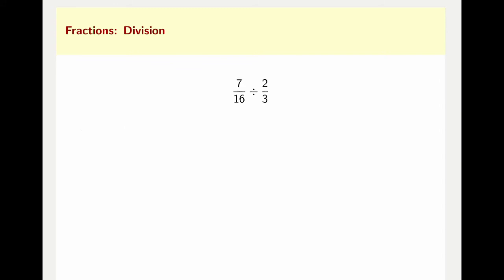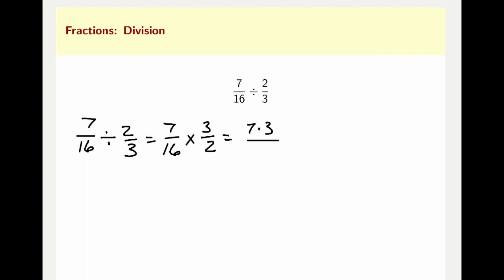One more example. 7 over 16 divided by 2/3. Write your first fraction down again, multiply, now invert the second one. 7 times 3 over 16 times 2 is 21 over 32.